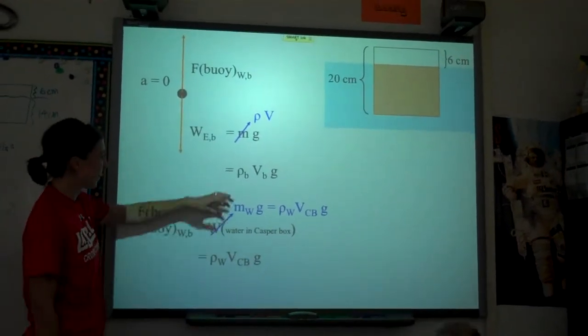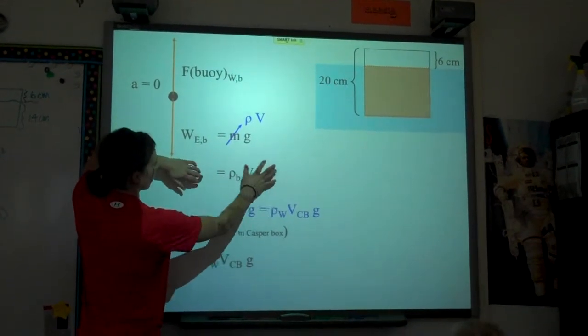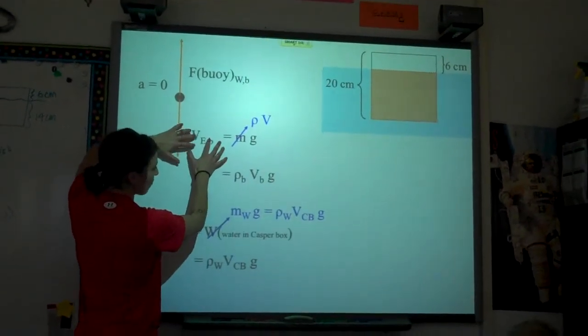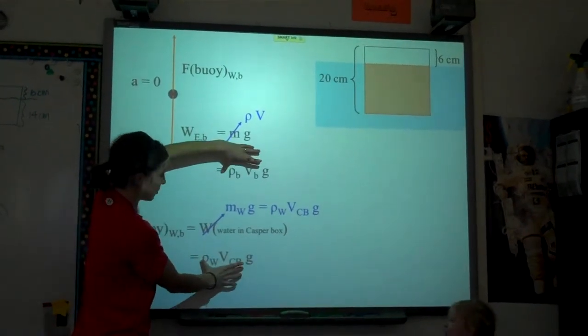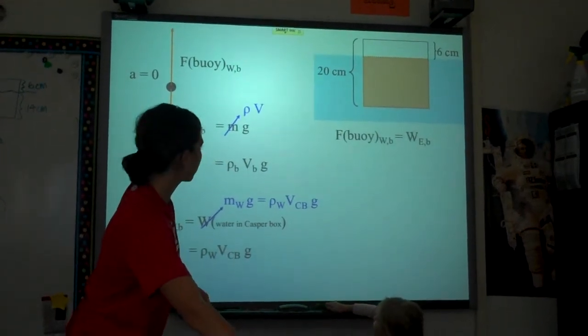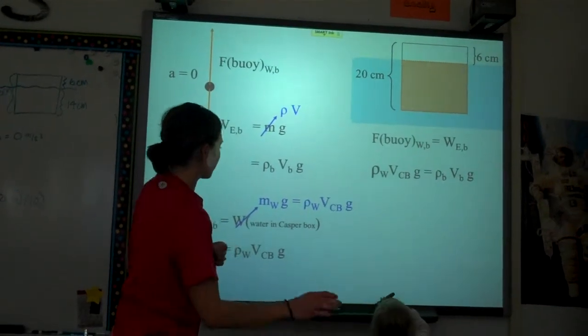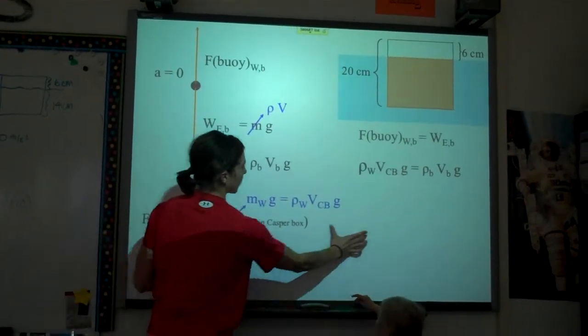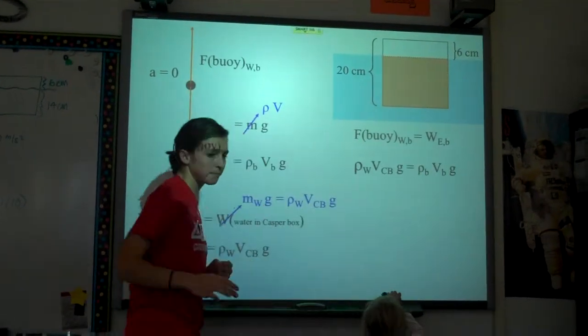Okay, good. So this up here was dealing with the weight of the box itself, and this is dealing with the buoyancy. And we can actually set these two things equal to each other, because we know that the weight equals the buoyancy. So I just took this here and put it here, and I took this and put it here.